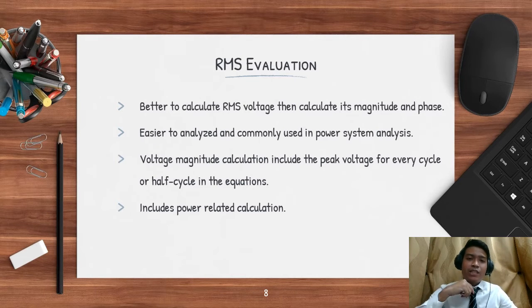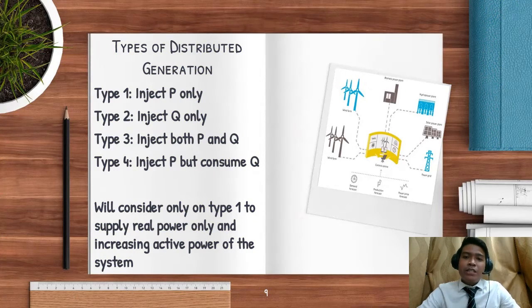Okay, lastly, for the type of DG used, it can be classified into 4 general types. First type is DG capable of injecting P only. Second, capable of injecting Q only. Third, capable of injecting both P and Q. And fourth, capable of injecting P but consuming Q. Photovoltaic, microturbine, and fuel cell are good examples of type 1. Type 2 could be synchronous compensators, and the synchronous machine and gas turbine fall in type 3.